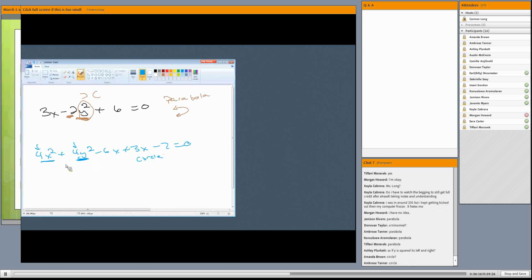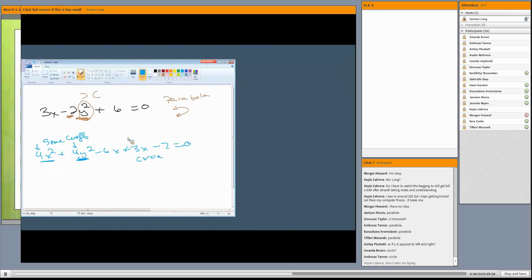I would have to do a little work to get the radius and the center, but if I only wanted to figure out what it was, all I have to do is look at the x squared and the y squared. If the coefficients are the same, then I know it's a circle. That's pretty easy to do. All you have to do is look at it. Right? Only if they're exactly the same. Exactly the same.